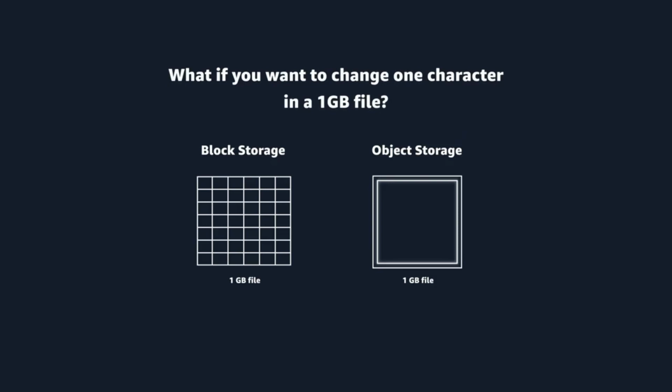Let's say I want to change one character out of that 1 GB file. If my file is stored in block storage, changing that one character is simple, mainly because we can change the block, or the piece of the file that the character is in, and leave the rest of the file alone. In object storage, if I want to change that one character, I instead have to update the entire file.